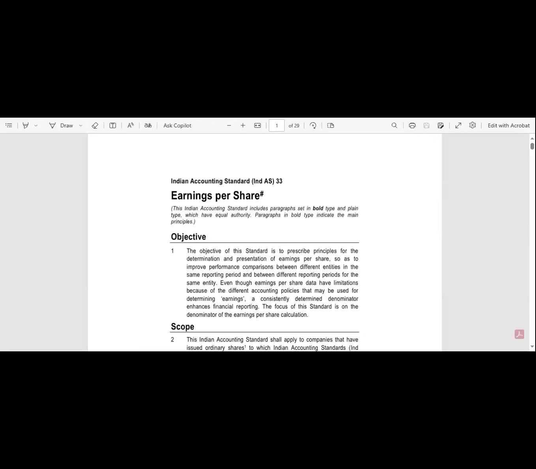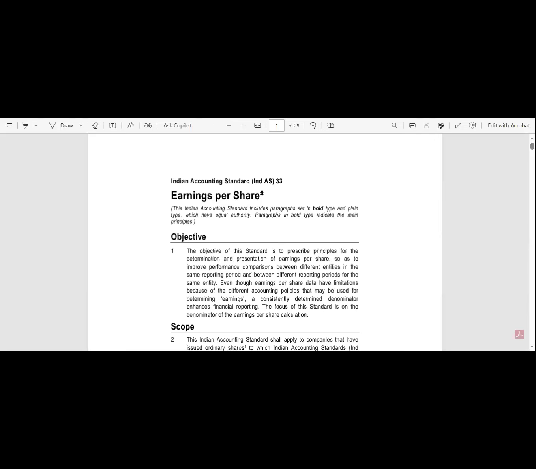That means we determine the EPS and the presentation of earning per share for what? For the comparison of two different companies, or the comparison of the same company for different times, for different financial years. From that we can conclude whether the company's performance has increased or decreased financially. Or when we compare two companies, then we see which company is performing well.